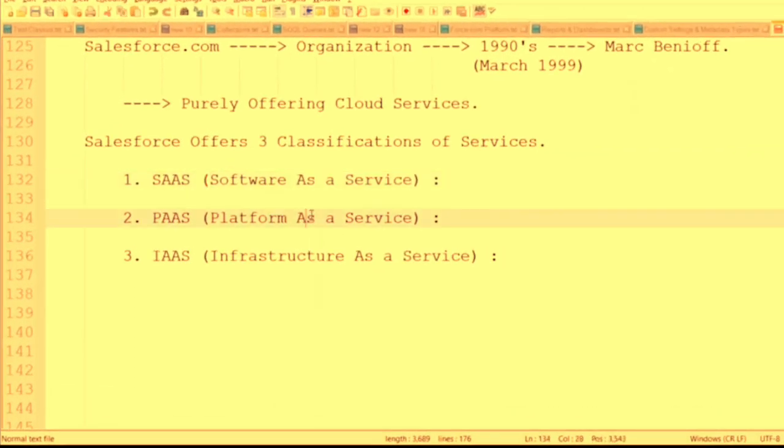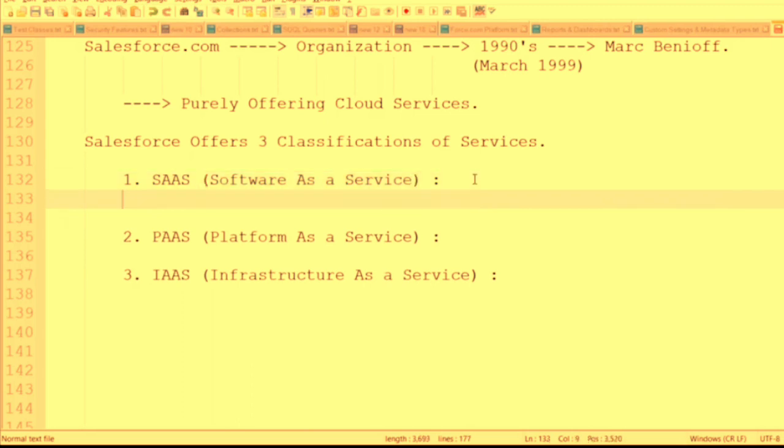Now, in this case, we'll see what will be the rental cost of each and every resource. We'll see one by one when moving forward here. Now let's see the first one, software as a service.